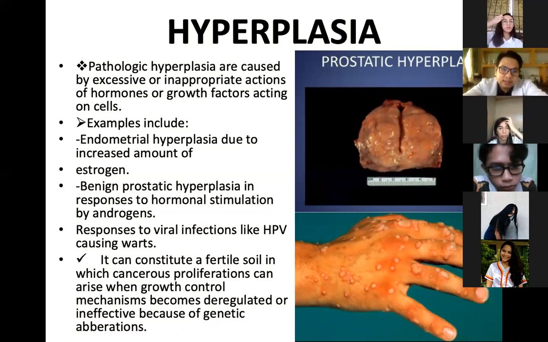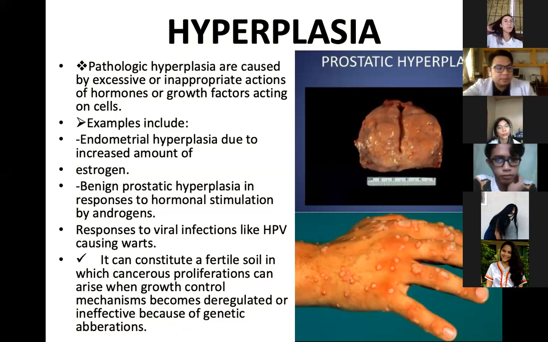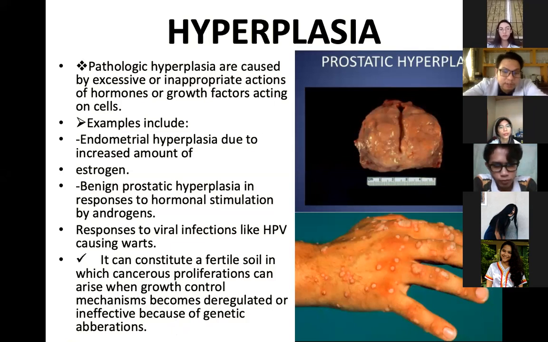Okay. Another example is in response to a viral infection, like HPV or human papillomavirus. Nakikita niyo yung picture, class, this is the appearance of an HPV infection causing warts. Okay? It can constitute a fertile soil in which cancerous proliferations can arise when growth factor mechanisms become deregulated or ineffective because of genetic aberrations. Okay? So pag hindi na-stop, it can lead to neoplasia or cancer. So that is hyperplasia.